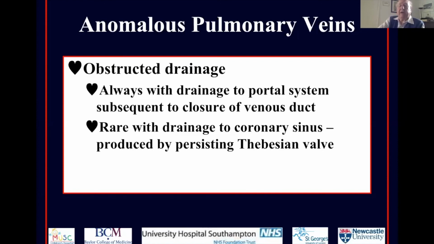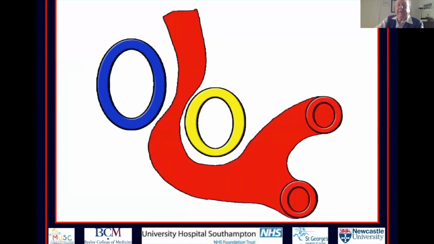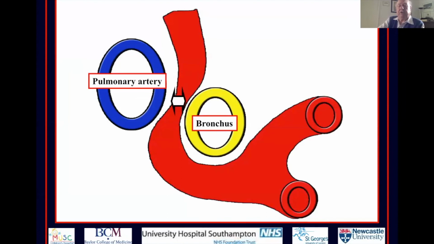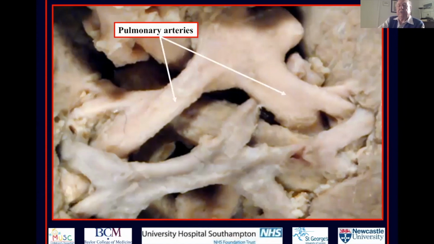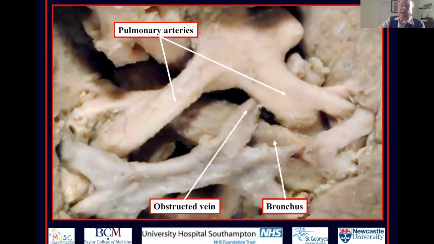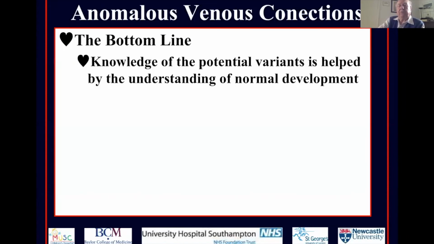Drainage to the coronary sinus can be obstructed by a Thebesian vein. You can have it with supracardiac connection when you have the so-called bronchopulmonary vice, when the channel passes between the pulmonary artery and one of the bronchuses, as you see here. There are the pulmonary arteries, there the bronchus, and in this instance, the supracardiac channel is obstructed as it passes through the bronchopulmonary vice. So to summarize everything, I've told you rather a lot today.